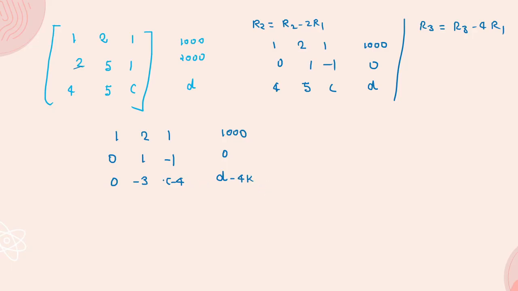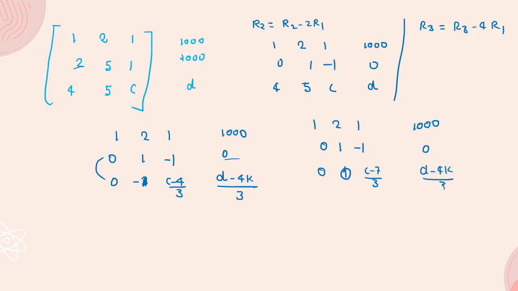Now we will divide it by 3, so it will be 0, minus 1, C minus 3, and 3. Now we will add these two rows, so it will be 1, 2, 1, 1000, 0, 1, minus 1, and this will cancel, so 0, sorry, it is 0, C minus 4. Minus 1, so it will become C minus 7 divided by 3, and it will be 0. So D minus 4k, where 0 means nothing will change, so D minus 4k divided by 3. The 3 and 3 will balance. So now we have just reduced this form.